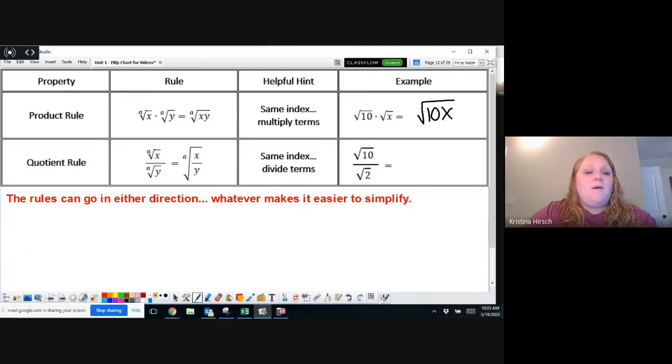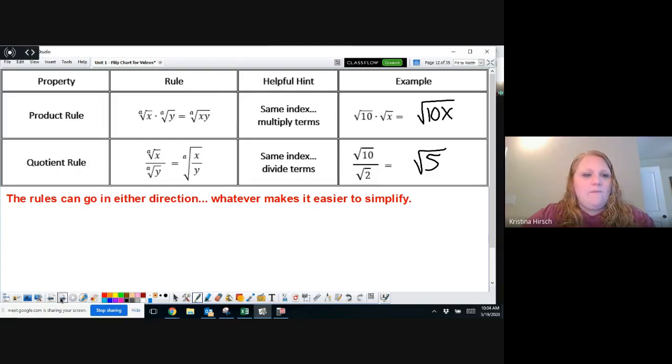All right. For the quotient property, same thing. Make sure that your indexes or your roots are the same. All right. So if I have the square root of 10 divided by the square root of 2, those are the same root, the same index, right? So if that's the case, I can go ahead and just divide to get 5, but make sure it's the square root of 5, not just plain 5. All right. Now the rules can go either direction, so it just depends on what makes it the easiest, I guess, to simplify.